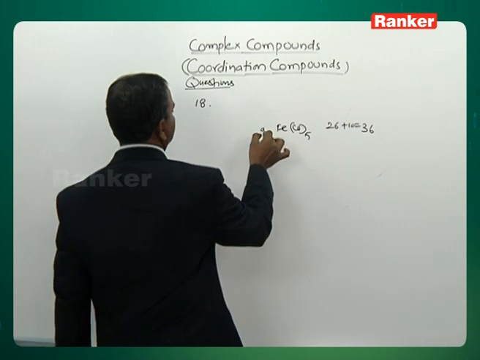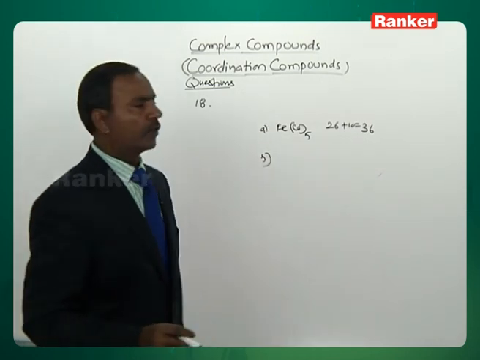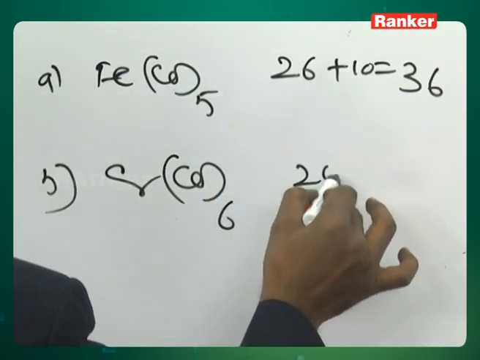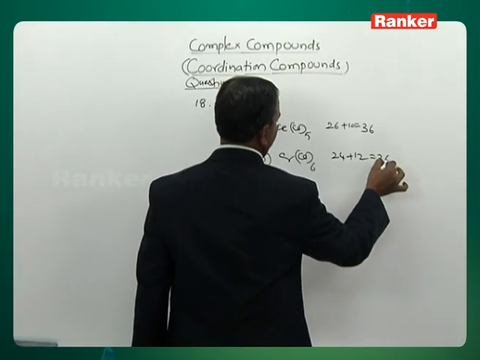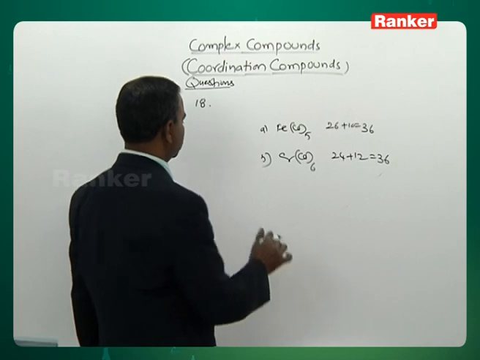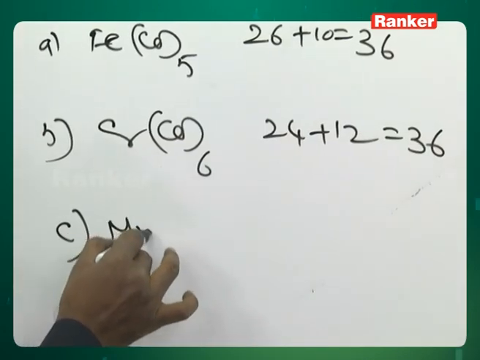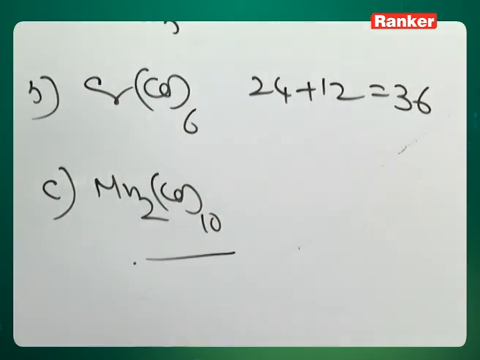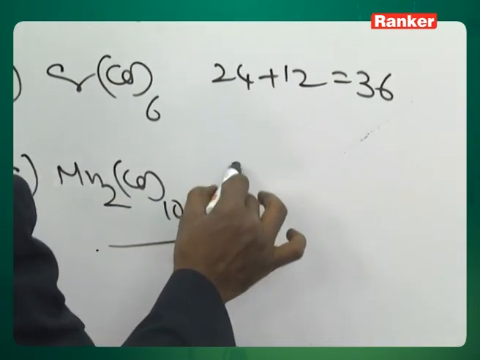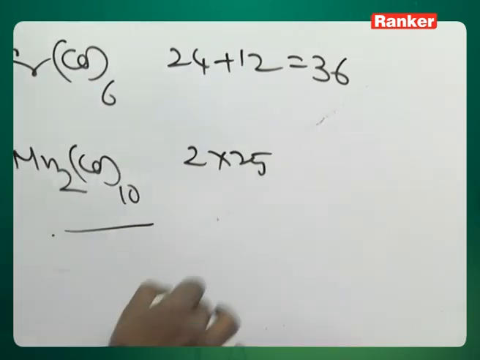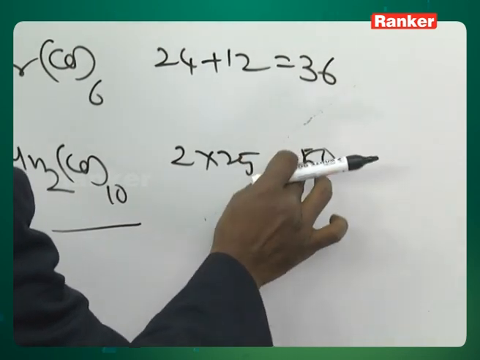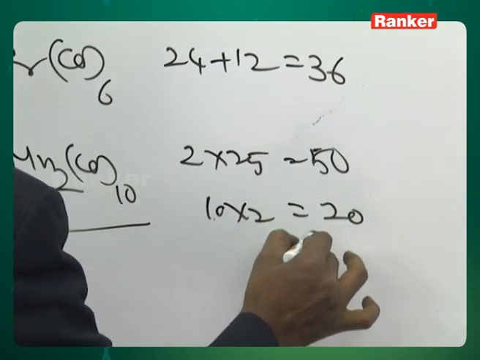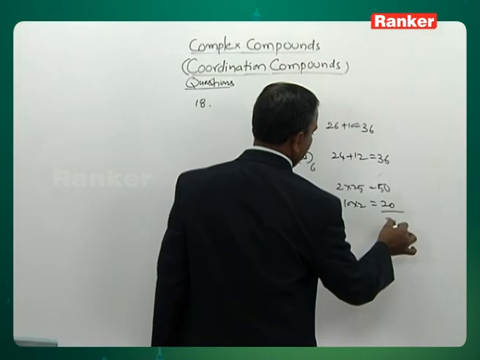Option B, CO taken 6. This is what? 24 plus 12, again 36. Obeying the EAN rule. Option C, it is Mn2(CO) taken 10. It is a binuclear complex. This is what? 2 into 25, 50. Then 10 ligands, 10 into 2, 20, coming to be 70.